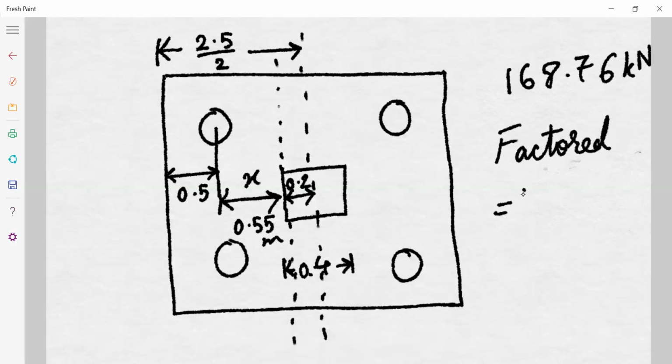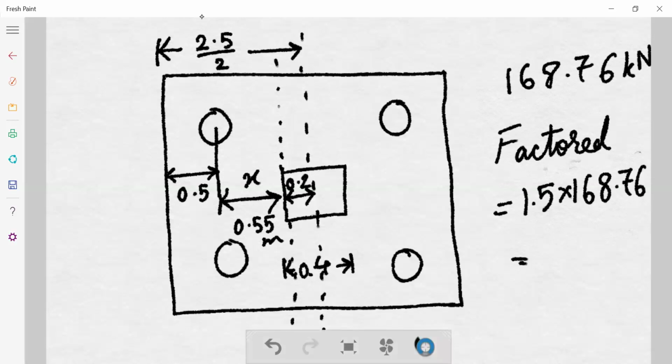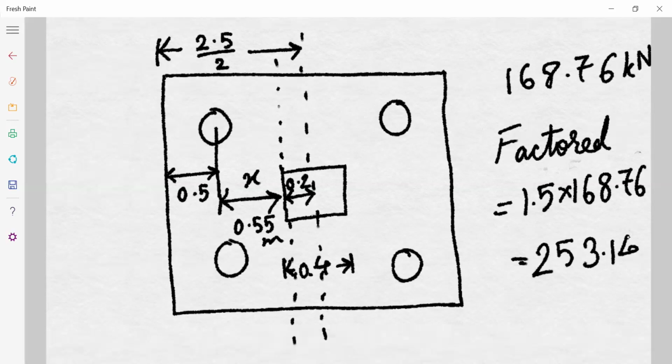For design, we take the load as factored. So the factored load will be 1.5 into 168.76. You calculate how much it becomes: 253.14. Here it is 253.14, and here it is 253.14.